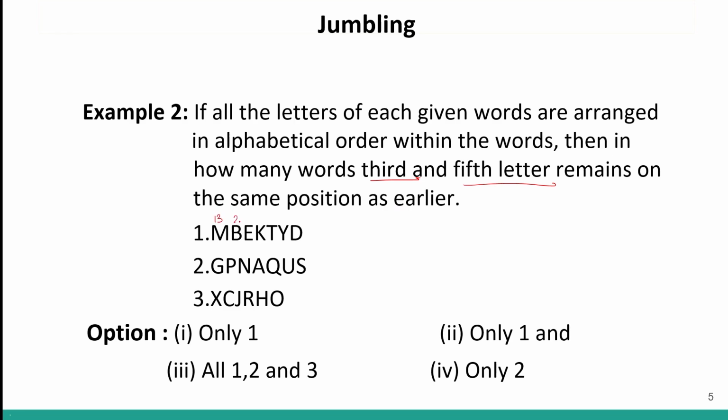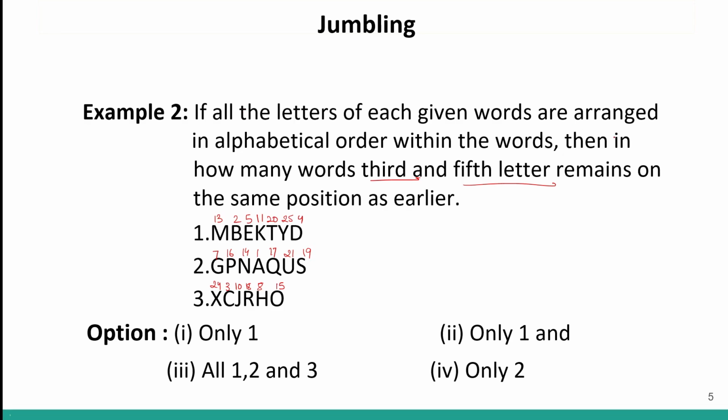Okay, 13, 2, 5, 11, 20, Y is 25, and this is 4. Then G is 7, P is 16, N is 14, A is 1, Q is 17, U is 21, and S is 19. Okay, X is 24, this is 3, this is 10, R is 18, H is 8, and O is 15. So I just gave them forward ranks for your convenience.